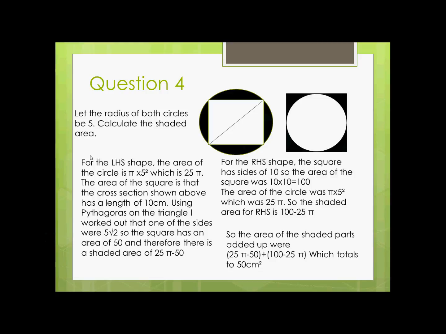Which takes us to question 4. We will let the radius of both circles be 5, our answer to question 3. We were asked to calculate each shaded area and then add them together to find the total.